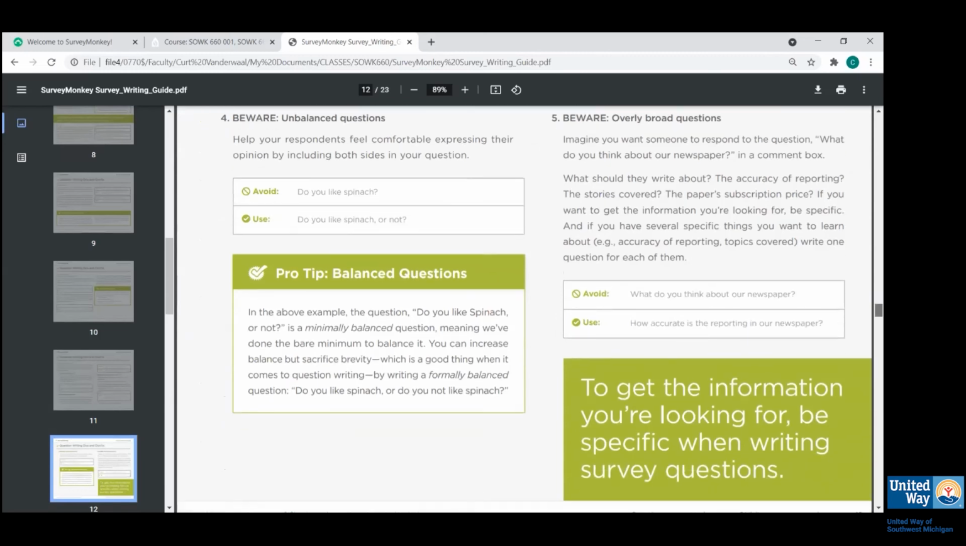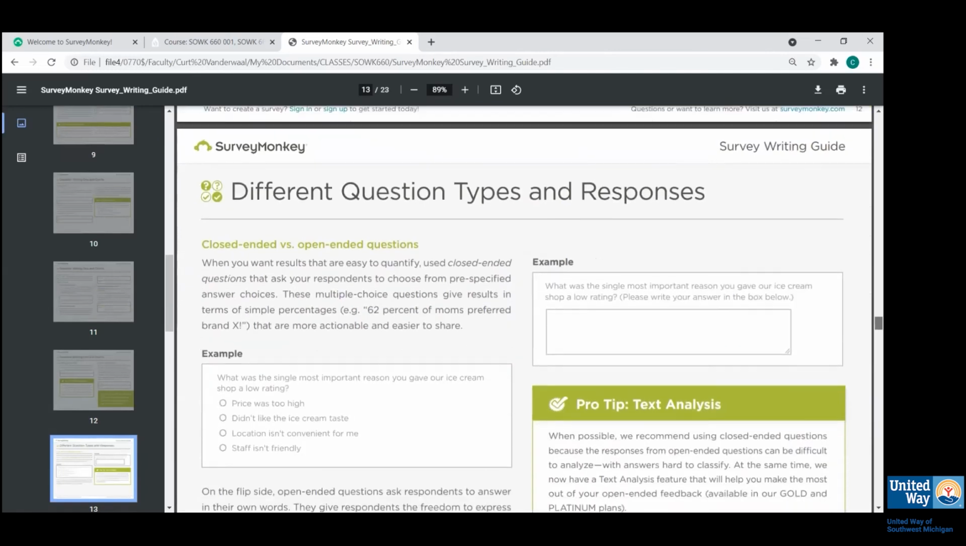Let's see, overly broad, yes. Overly broad question. Yeah, I won't even say anything more about that. That's just too broad to even talk about.